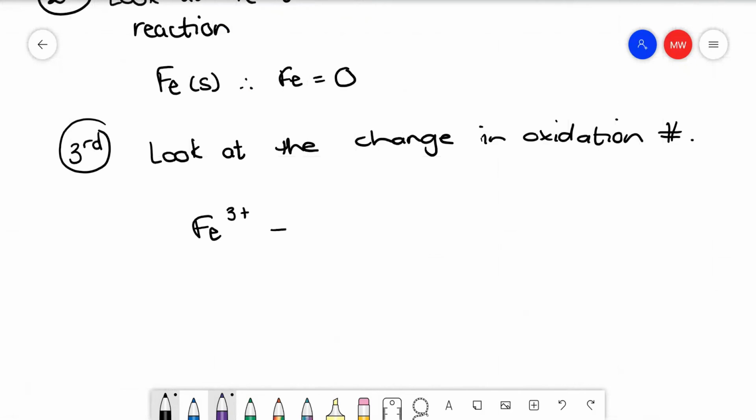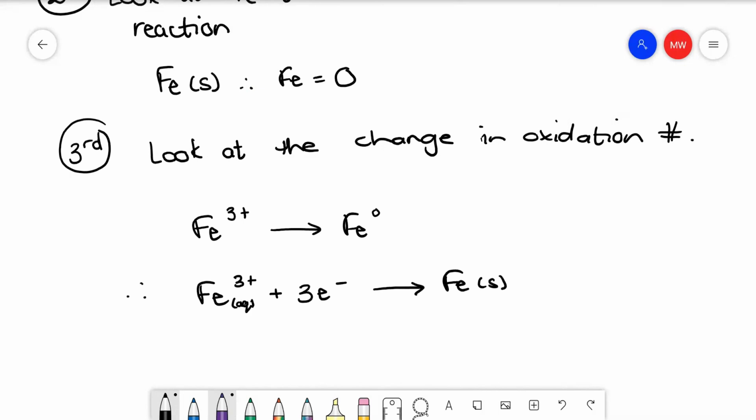So iron goes from iron 3+ to iron in its elemental form of 0. So there were 3 electrons that were transferred. So it's iron 3+ plus 3 electrons gives you iron in its solid form. And so that tells us that iron is the reduced compound or element here.